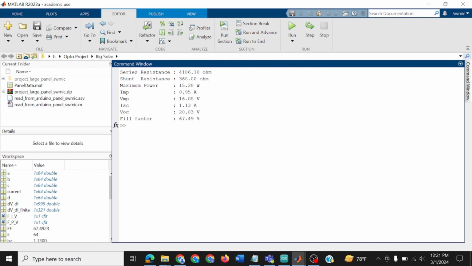Now going to the MPP section, the maximum power point section, after post processing, we find the series resistance, shunt resistance, maximum power, VSISC, VOC, and fill factor. Obviously, the datasets are close to what we find in our PV module dataset that we received from BUET.